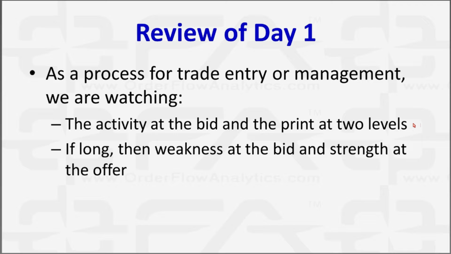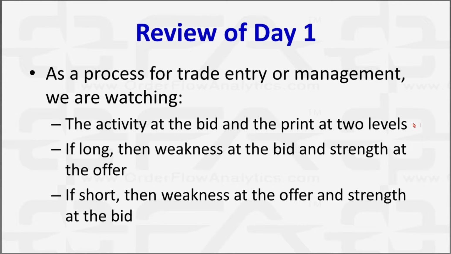So as an example, if I'm long at the bottom, I want to see weakness at the bid, strength at the offer. And like I just showed you, if I'm looking for a short, I want to see weakness at the offer and strength at the bid. And I want to see that at my level where I want to take the trade. But I'm also making sure that I'm looking 1 to 2 levels below that, and that I'm also confirming that if I'm short, buyers are in fact relenting and the selling activity at the bid is increasing. Does that make sense?